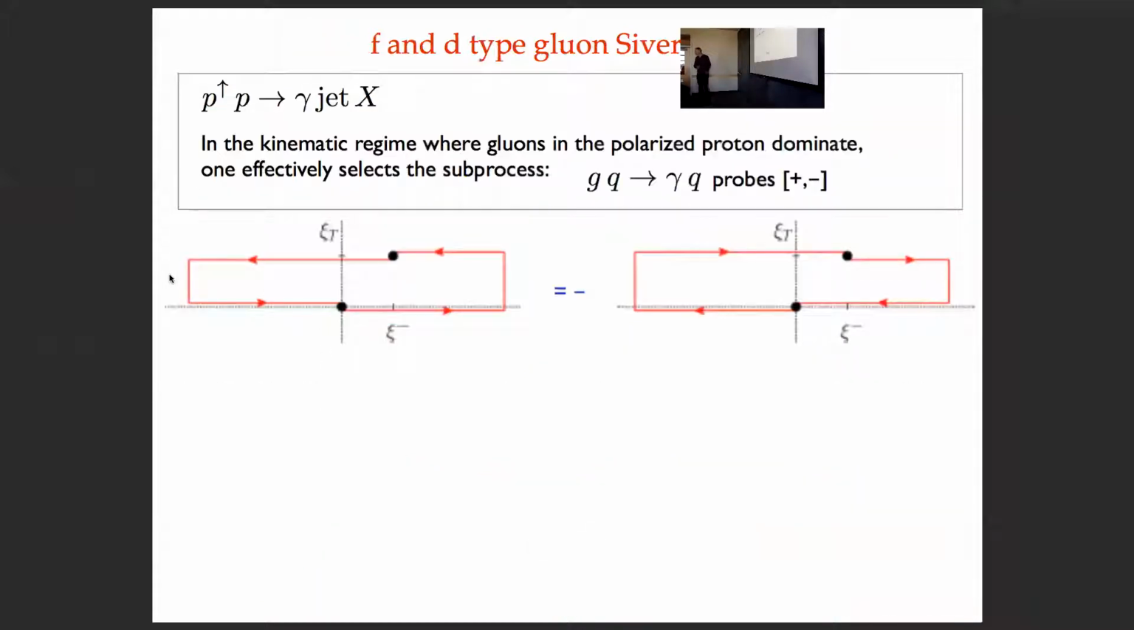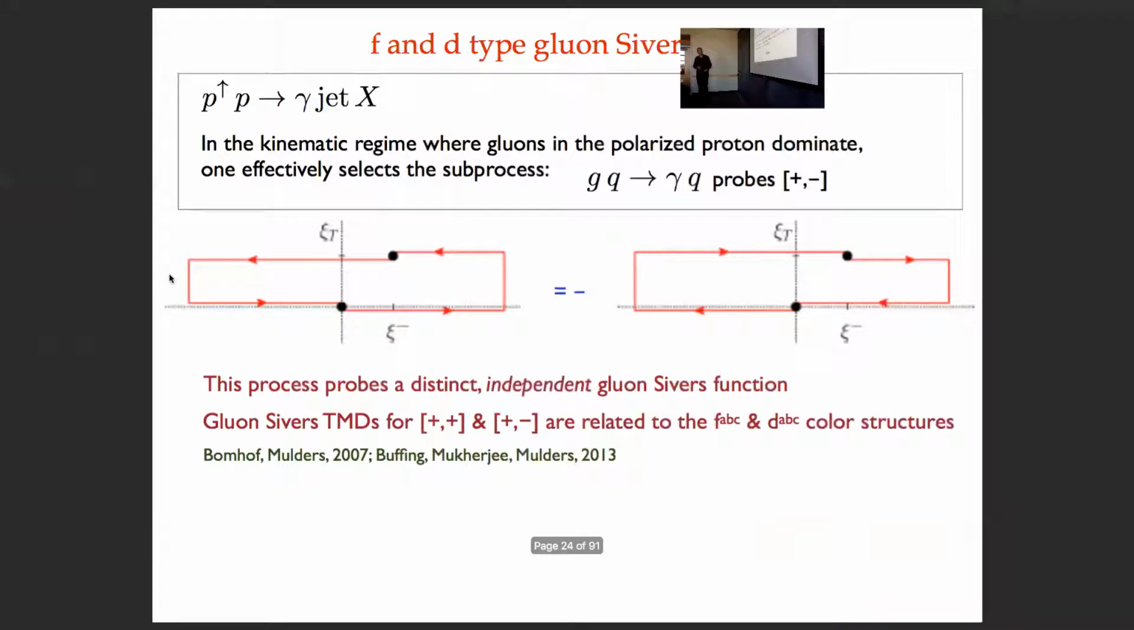But you can also do, instead of 2 photons, photon jet, and then you probe +-, which is related by PT to the --+. So that's a completely separate quantity. So there are 2 distinct, independent gluon TMDs. And if you take some transverse moment, it's related to the FABC and the DABC color structures. That would be nice to test, to see that these functions are actually different.